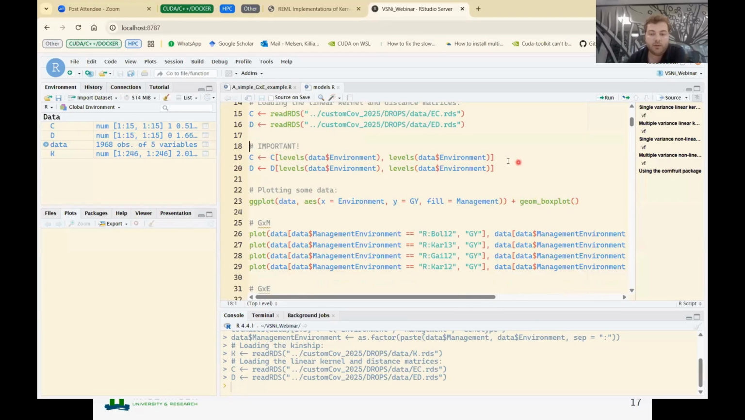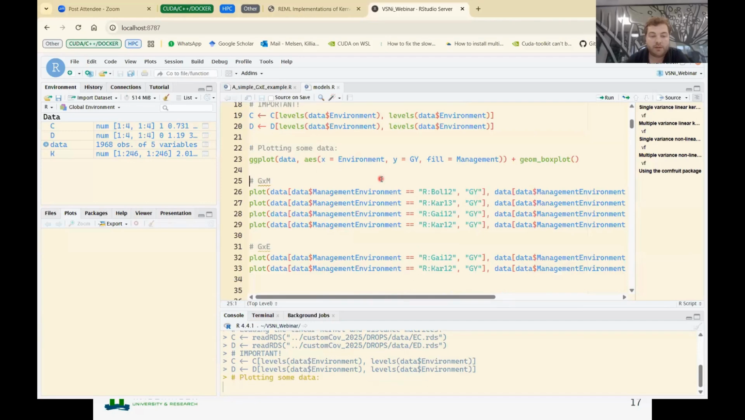This is actually quite important if you want to use this, because ASReml doesn't have any idea on which column of your linear kernel corresponds to which environment. The only thing that it has is the order of the levels of the environment factor in the data frame that you pass to ASReml. So we need to make sure that those kernels have the same ordering as those levels.